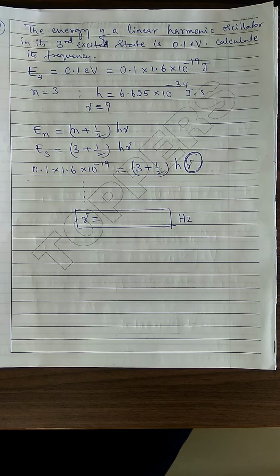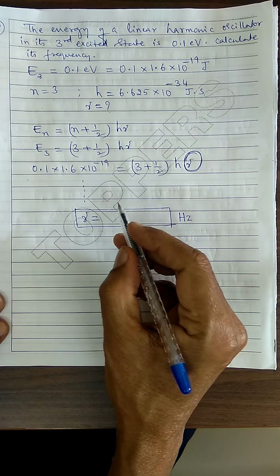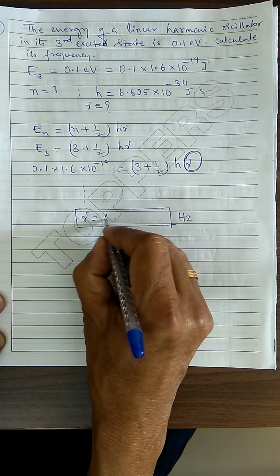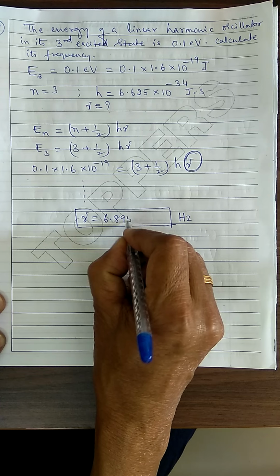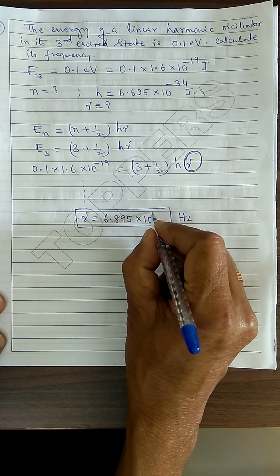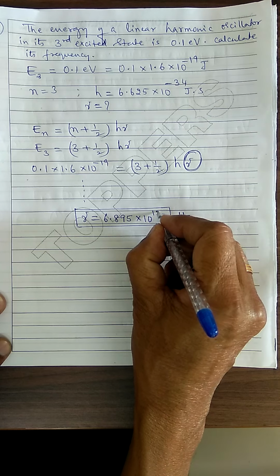How much did you get for the answer? Frequency answer. Shall I write it? 6.895 into 10 to the power 12 hertz.